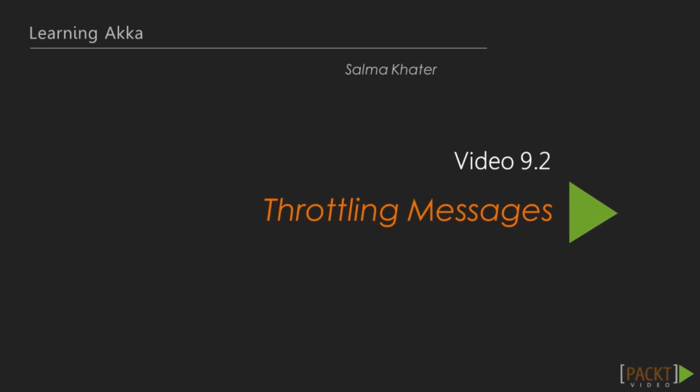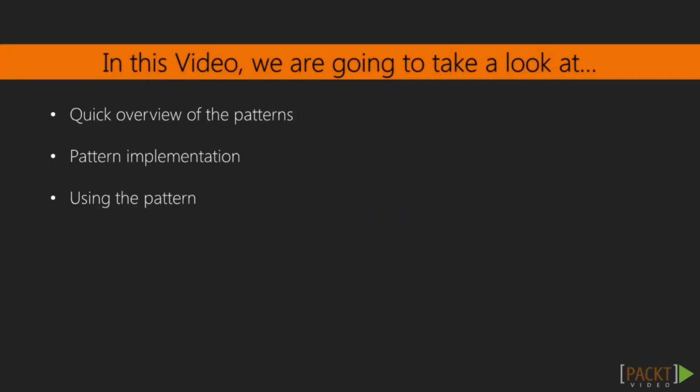Welcome to the second video of the last section, throttling messages pattern. In the previous video, we saw how to balance our workload across nodes. We also discussed how to implement a balancing dispatcher with remote actors. In this video, we will take a look at another pattern called throttling messages. We will take a quick overview of this pattern, then take a look at the implementation, and finally, we will use this pattern. Let's start.